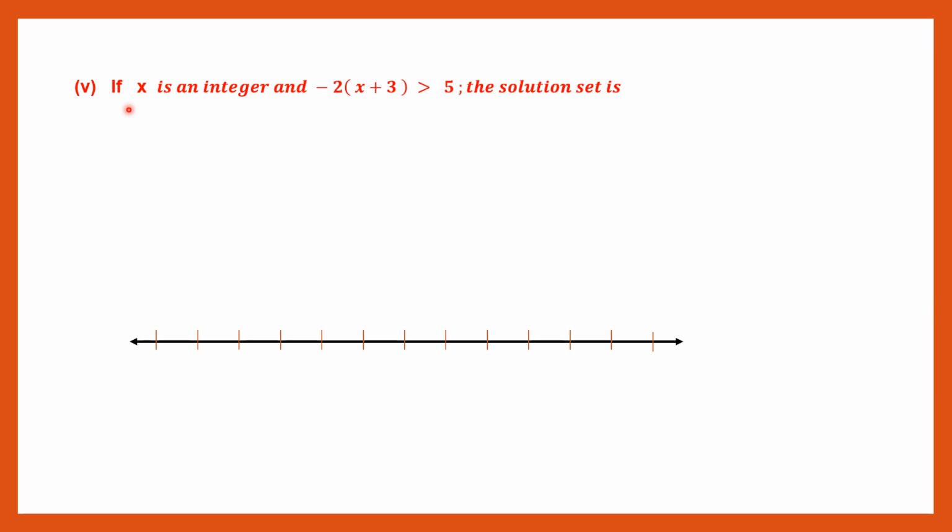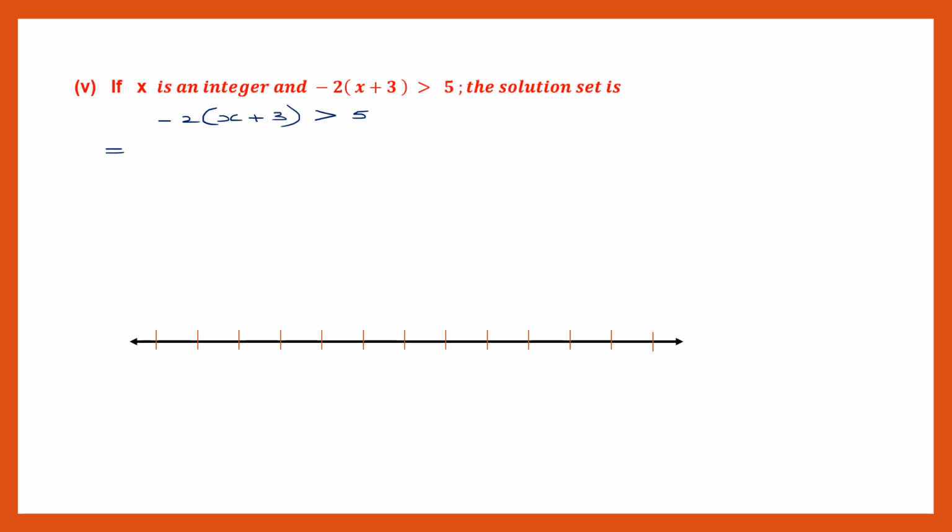Question 5. If x is an integer and minus 2 into x plus 3 is greater than 5, the solution set is, now we have to show that solution set on a number line. So we have a number line here. First, let's work this out. X is an integer means it can be negative or positive or 0. Now we have to simplify this. So let's do that. Minus 2 into x plus 3 is greater than 5.